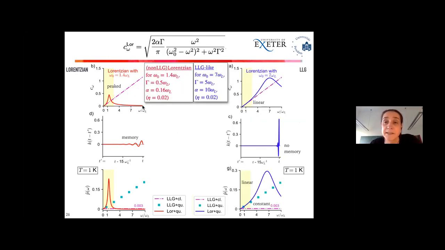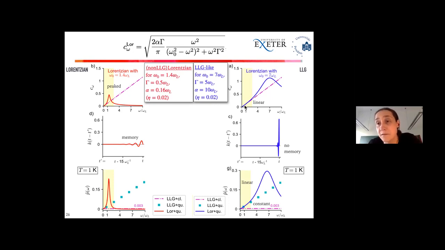So it looks then like this. This is an actual Lorentzian coupling function. In the relevant range, there is a peak. And this one is also a Lorentzian, the blue one, but the peak frequency is well outside the relevant range. And therefore you can approximate it very well with the LLG equation.